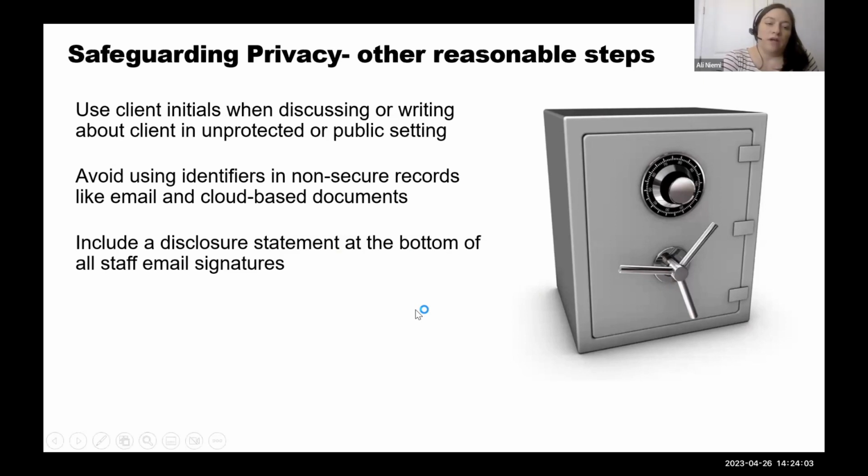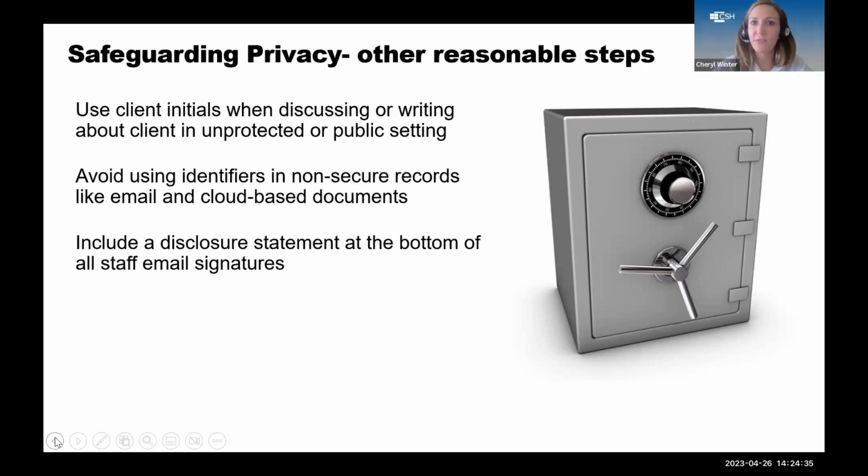Avoid using identifiers in non-secure records like email. Also think about whether you have the option to encrypt emails that you're sending outside of your agency. If you're going to be sending any protected health information via email, there are different programs that you can get to get the encryption done, and include a disclosure statement at the bottom of your staff email signatures.